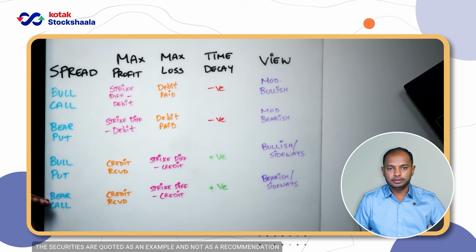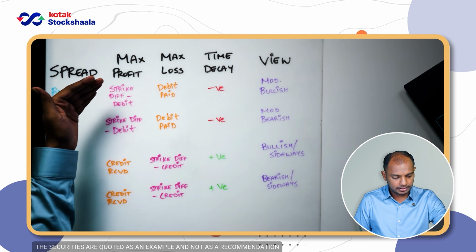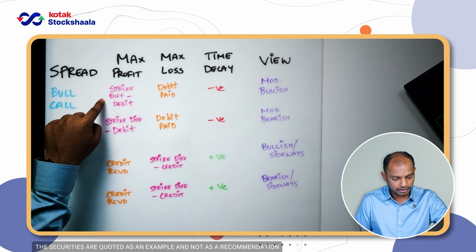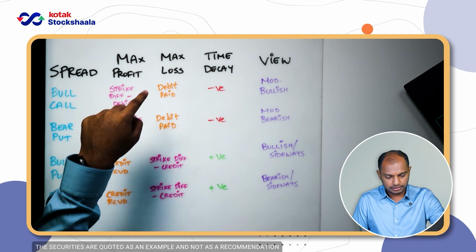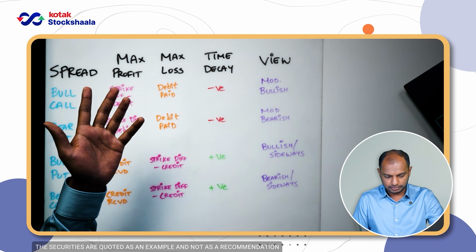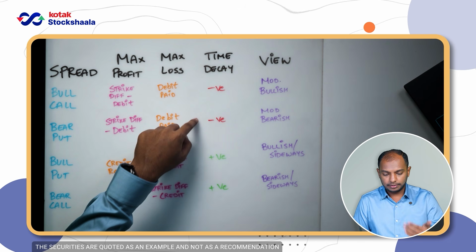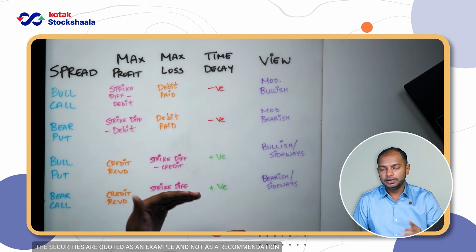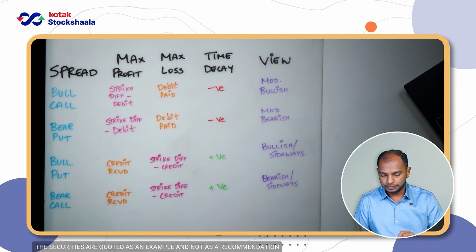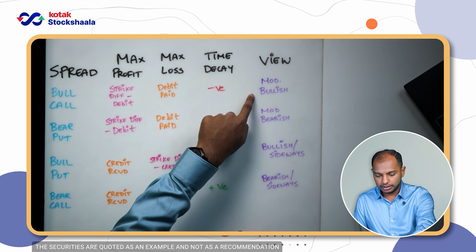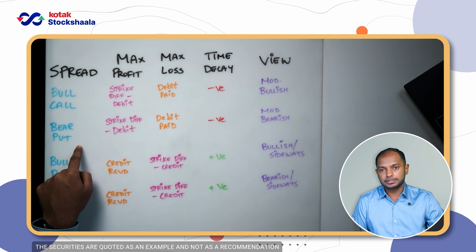And the view for this is either the market is sideways or bullish or bearish, depending on whether it's bull put or bear call. Now going to the net debit spreads, the maximum profit is nothing but the strike difference minus the debit for both of them, and the maximum loss is the debit paid, which is basically the premium that is paid. Time decay is negative, which means the more time you stay in the specific spread and the market is not going in your direction, then you're going to lose more and more money, which means the view for this is moderately bullish if it's a bull call spread and moderately bearish if it's a bear put spread.